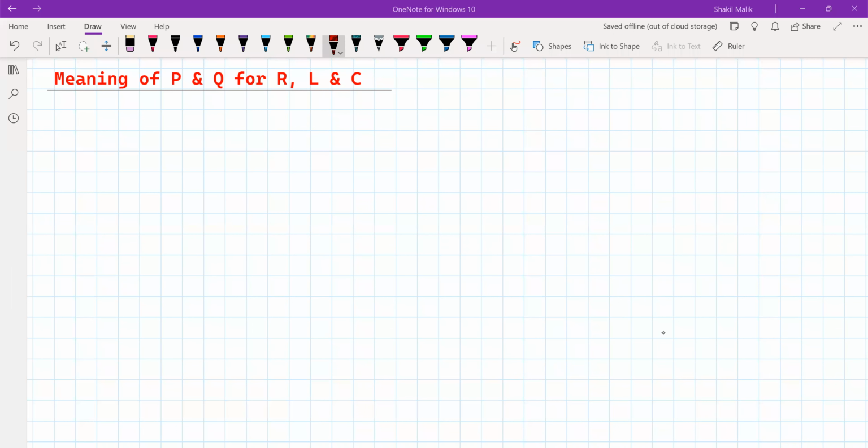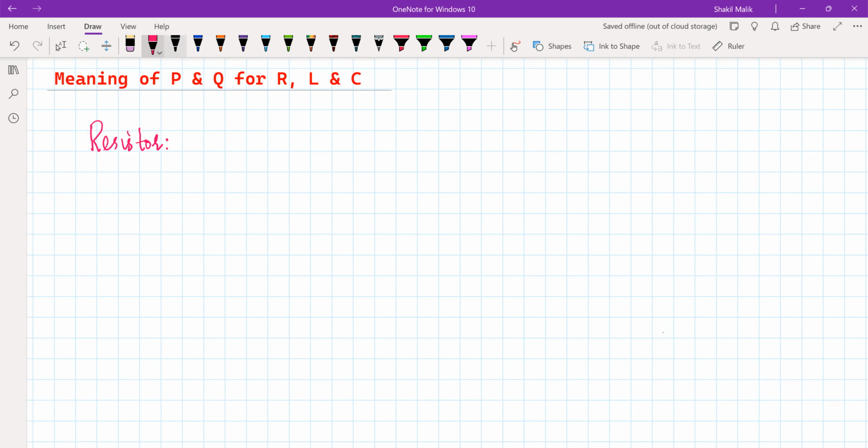Welcome back. In this session, we'll see the meaning of P, which we defined in the previous session as real power, and Q, which we defined in the previous session as the reactive power for R, L, and C. So what do we mean by this? Let's take the first element, that is the resistor.